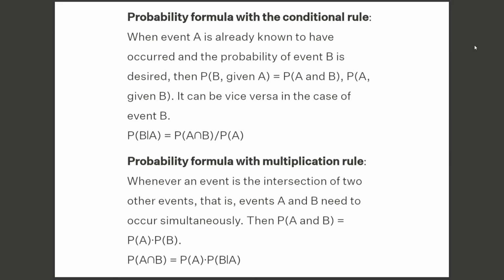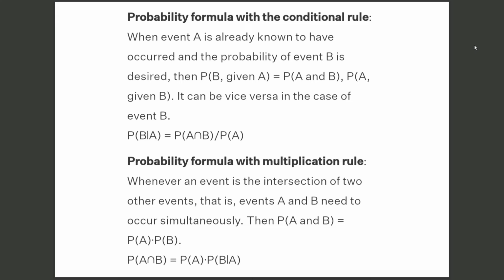Probability formula with the conditional rule. When event A is already known to have occurred and the probability of event B is desired, then P(B given A) = P(A and B) / P(A). It can be vice versa in the case of event B: P(A given B) = P(A intersection B) / P(B).